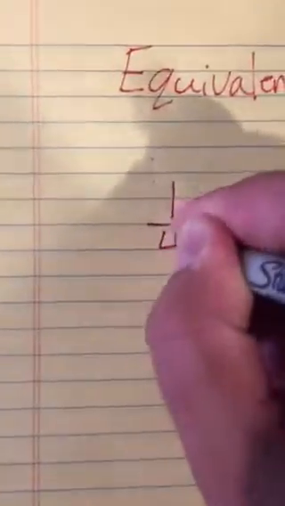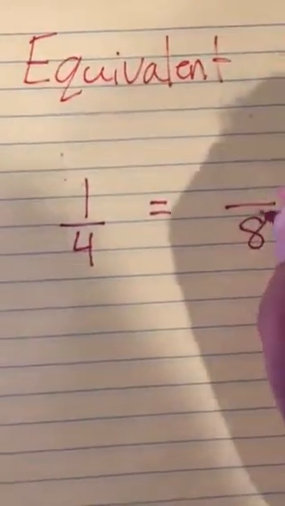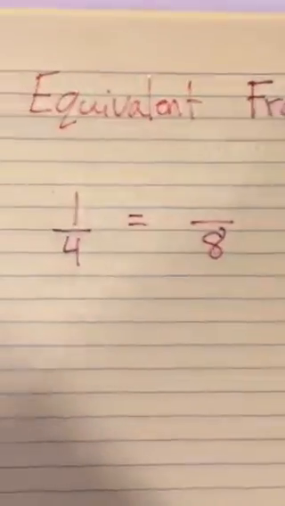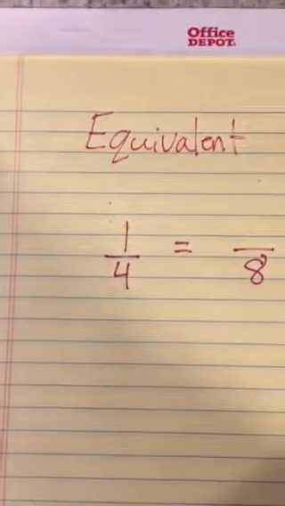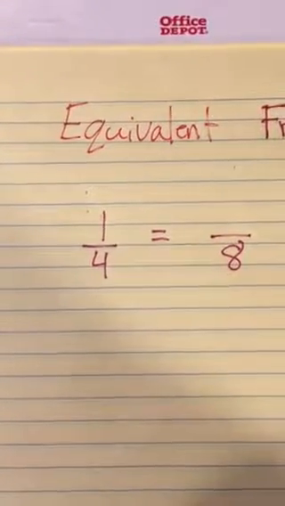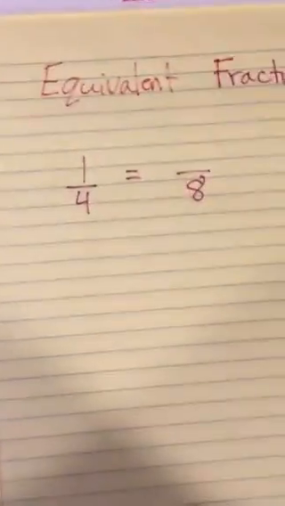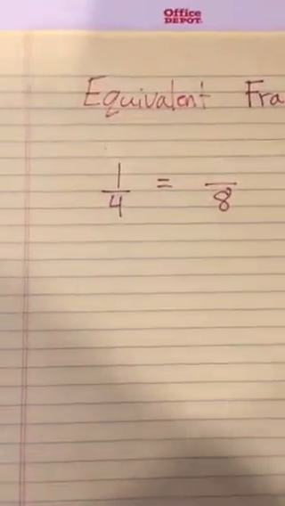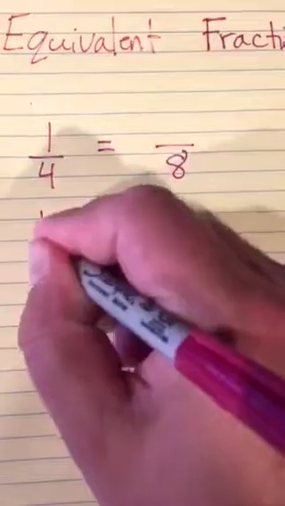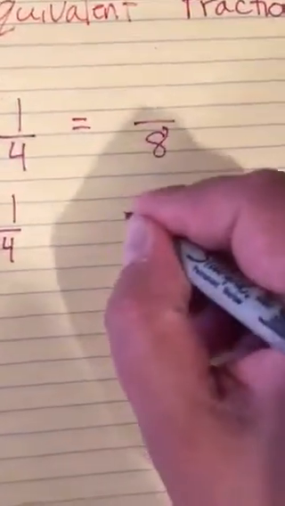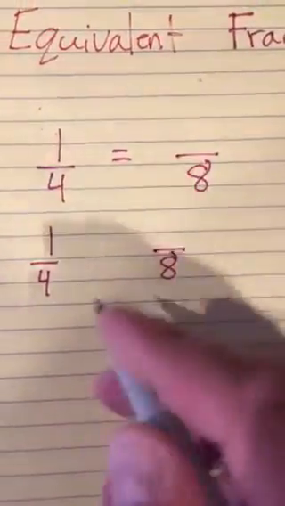So, 1/4 equals blank over 8. How many eighths? 1/4 is blank out of 8. How many pieces out of 8? So we're trying to find the equivalent fraction, and I need to write down 1/4 and blank over 8.